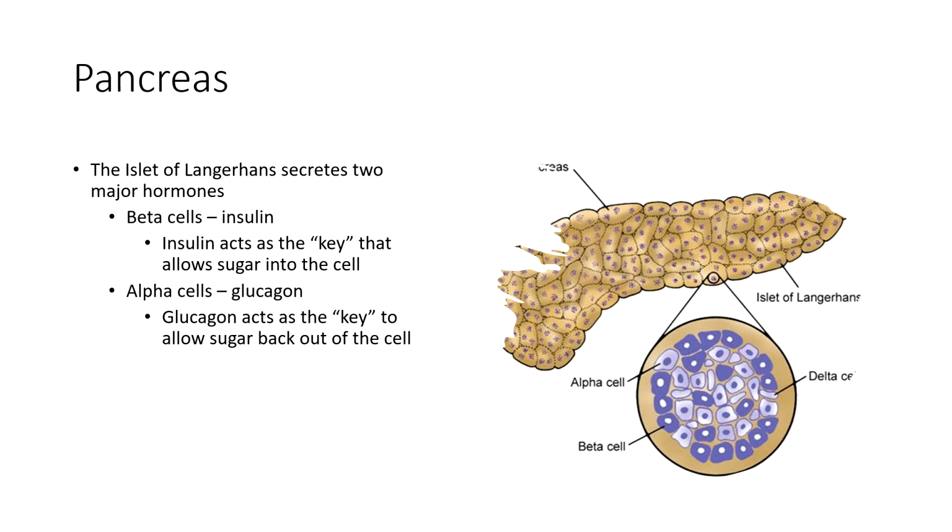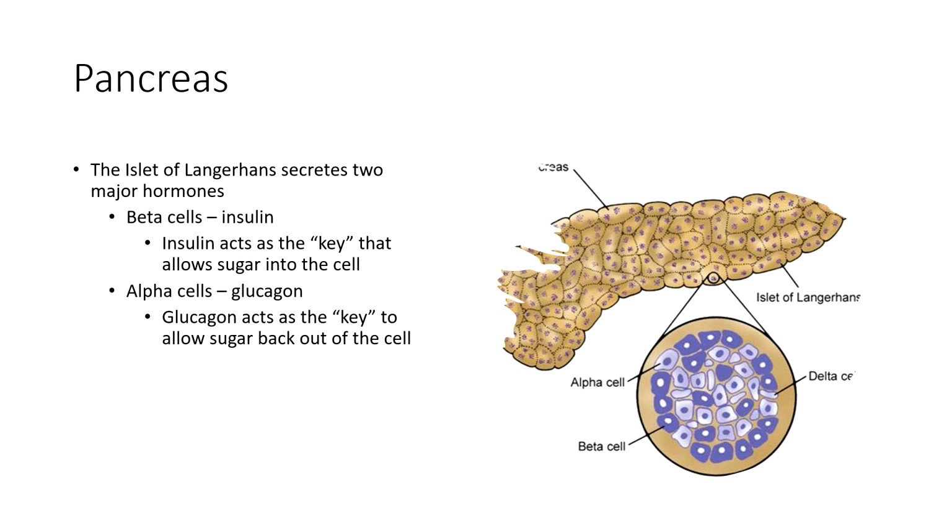Let's talk about the pancreas itself. So the pancreas is made up of many different parts. So this one here, it's called the islets of Langerhans, right? So these little islets have alpha cells and beta cells. And for the most part, what we're seeing is that from the alpha cells, the glucagon is released. So glucagon is the key, right, that allows the sugar back out of the cell. Or if you think about it, it's the key that actually goes to the liver and says, hey, move the glucose stores that you have, break it down, and put it back out into the cells.